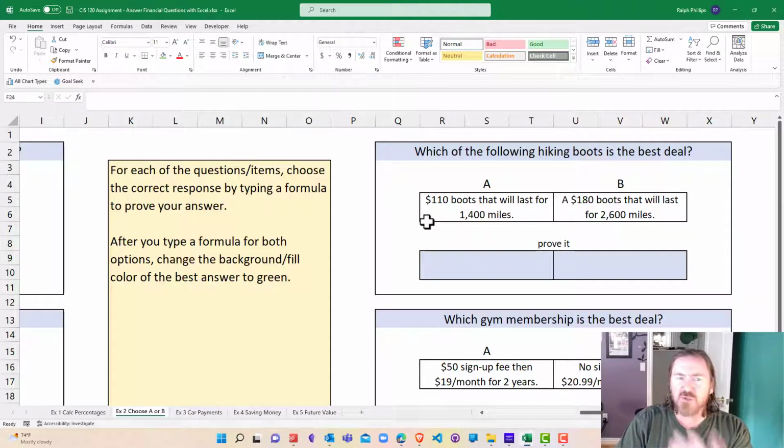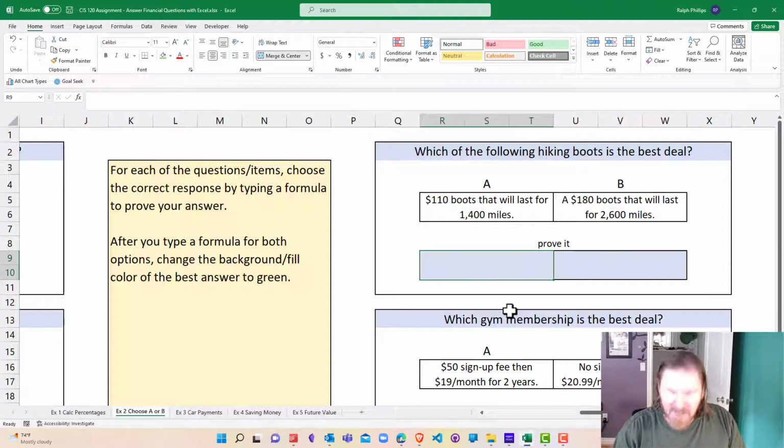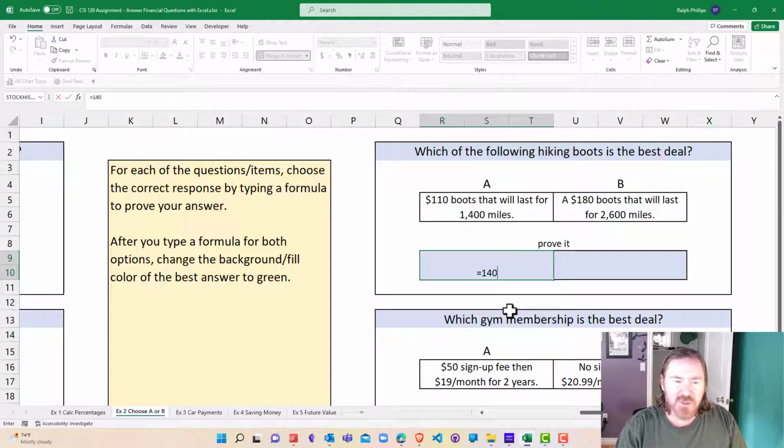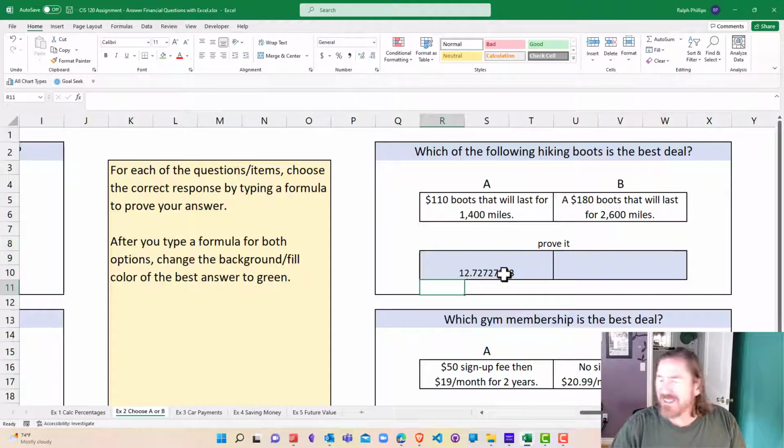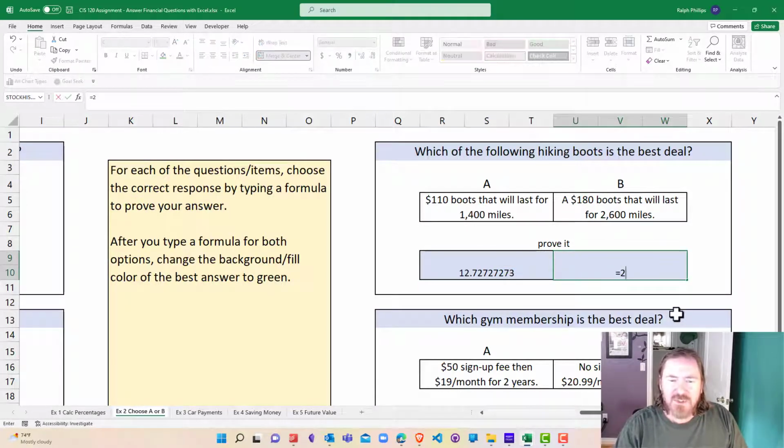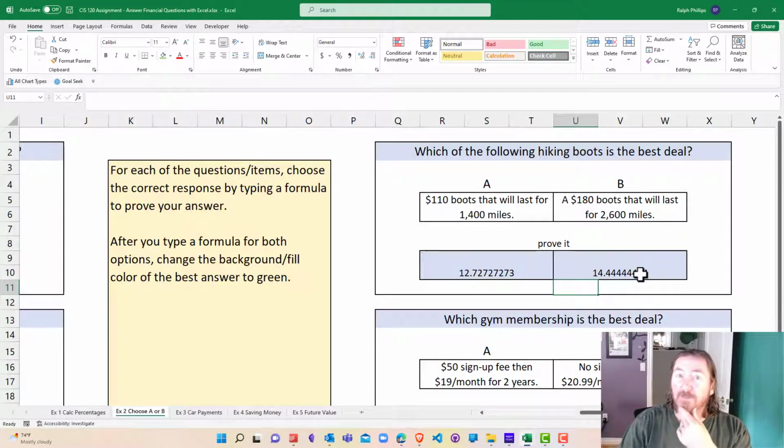So let's see. Boots A, they're $110 and they're in theory rated for 1,400 miles, and boots B are $180 and they're rated for 2,600 miles. Well, I'm going to do miles over price, which is going to give me the number of miles per dollar. So equals 1,400 divided by $110, and that's going to give me 12.7 miles per dollar. Okay, not too bad. What else have we got? Let's jump over here. Equals 2,600 divided by $180, and that's going to give me 14.4 miles per dollar.